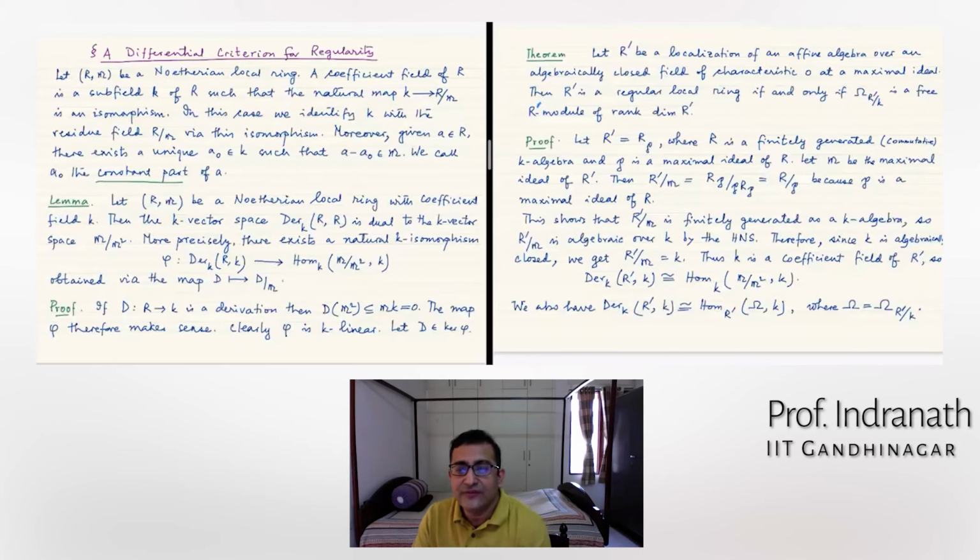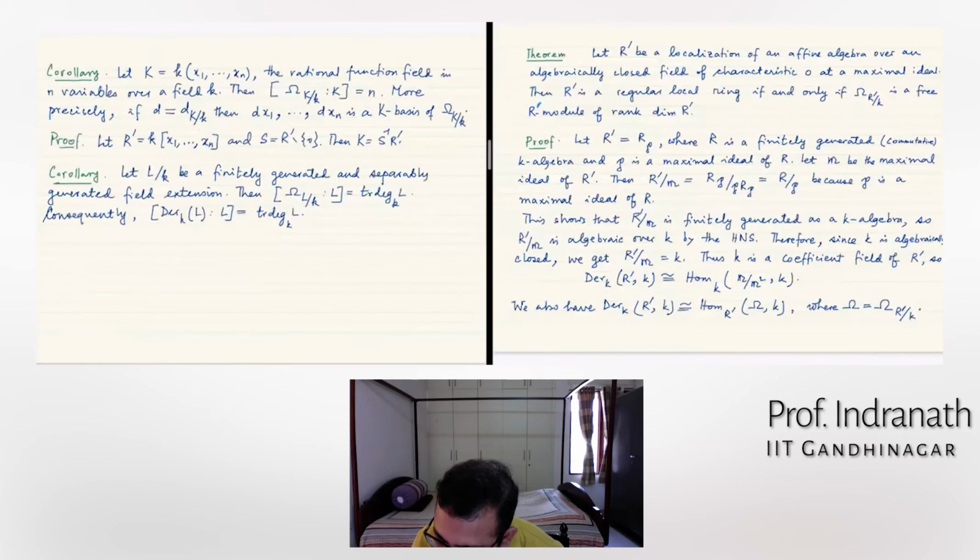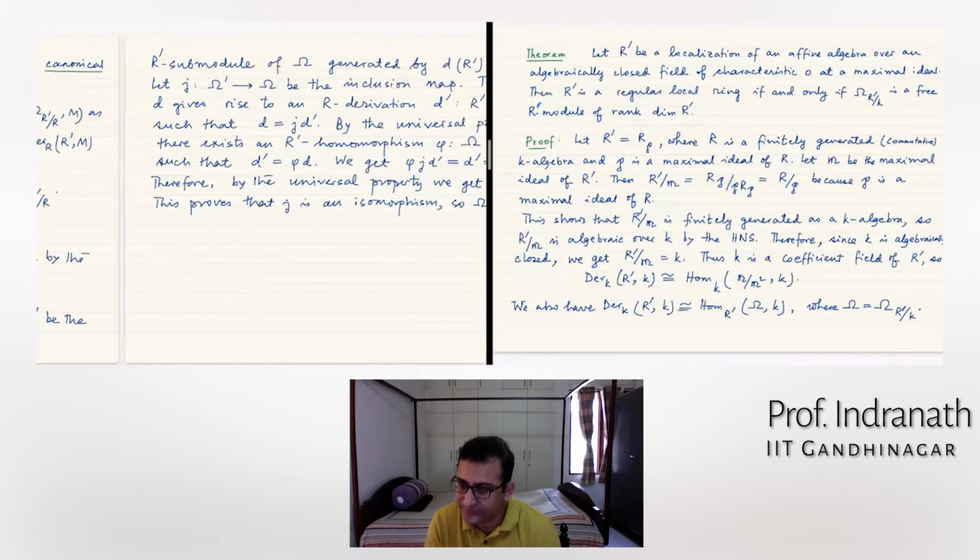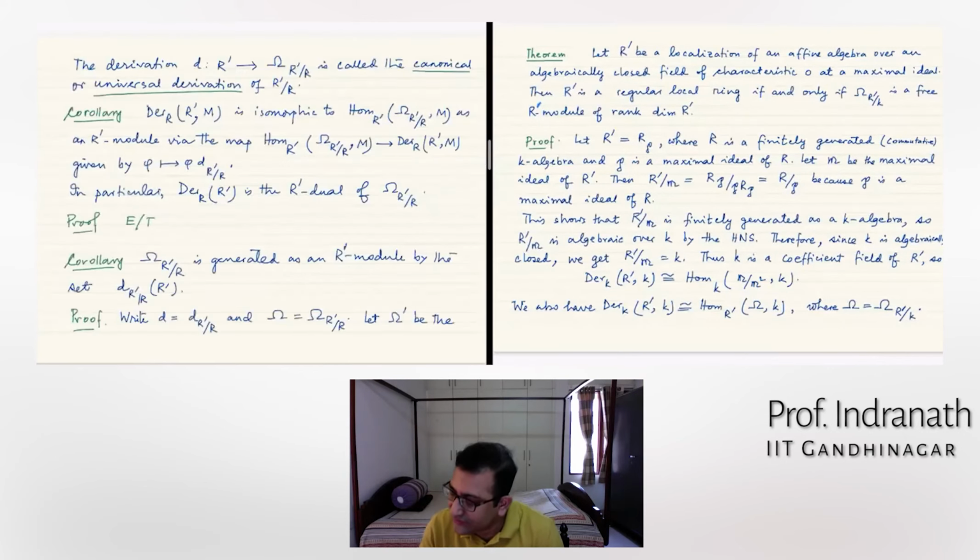Okay, and we also have Der_K(R dash, K) is isomorphic to the dual of R dash tensor omega over K, where omega is the module of Kähler differentials. You remember that we have still not said that we are using the module of Kähler differentials. I have just said M mod M square. Okay, and this was the result which we had stated as a corollary here. So you have these two. Now let us see.